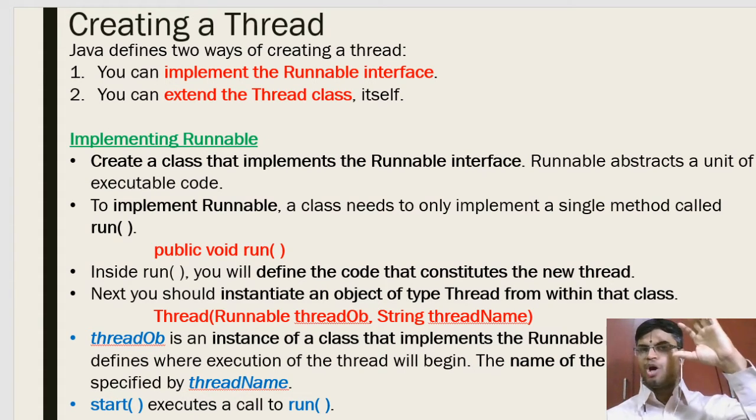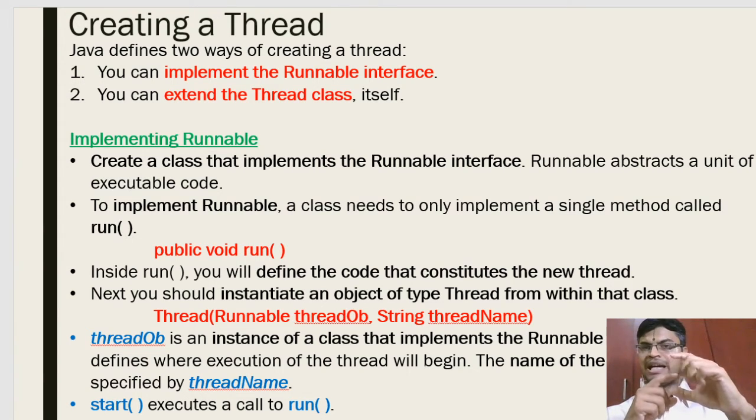First, whenever you want to create a thread using a class which implements the Runnable interface, that class should have a run function. In that you should define what the thread is doing. Whenever you want to start running that thread, you first create the object for the class which implements the Runnable interface. That object should be passed as a parameter to the Thread constructor. The first parameter is the object of the class which is implementing the Runnable interface, and the second parameter is the name of the thread.